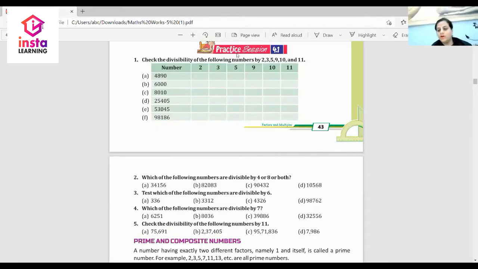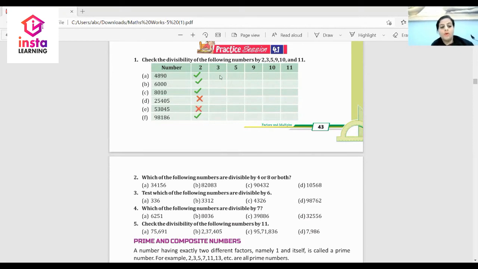So here, according to factors and multiples, we are going to start our exercise number 4.1. In that, we are going to check the divisibility. You have done divisibility with 2 before. If 0 is there, it is divisible. 0 is there, it is divisible. 0 is there, it is divisible. 5 is there, it's not divisible. 5 is there, it's not divisible. 6 is there, it is divisible. So here it comes in two places, it will come cross.